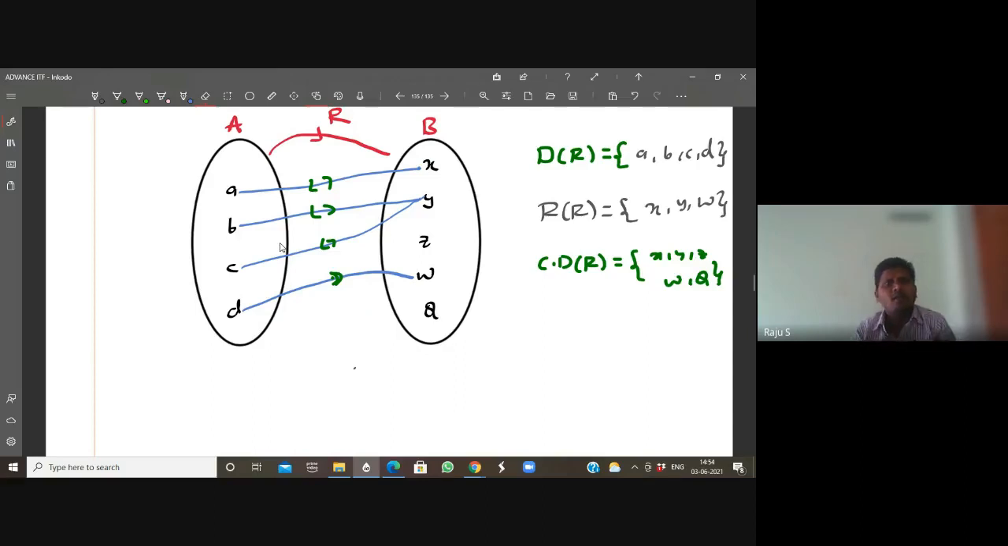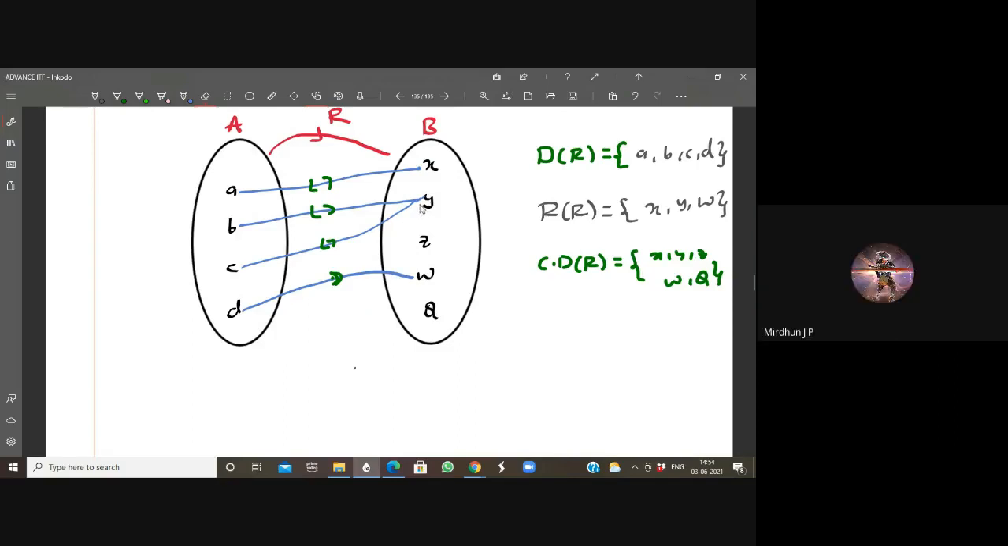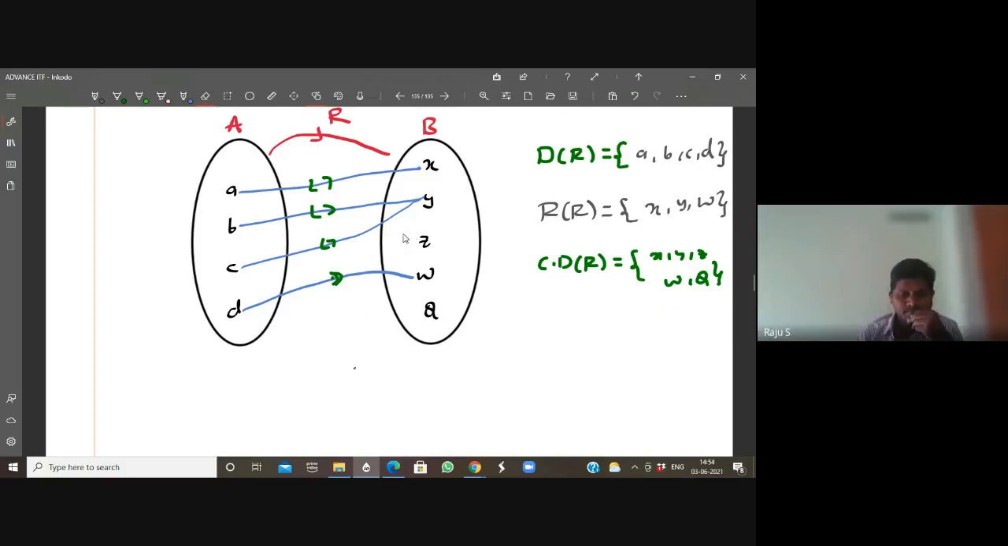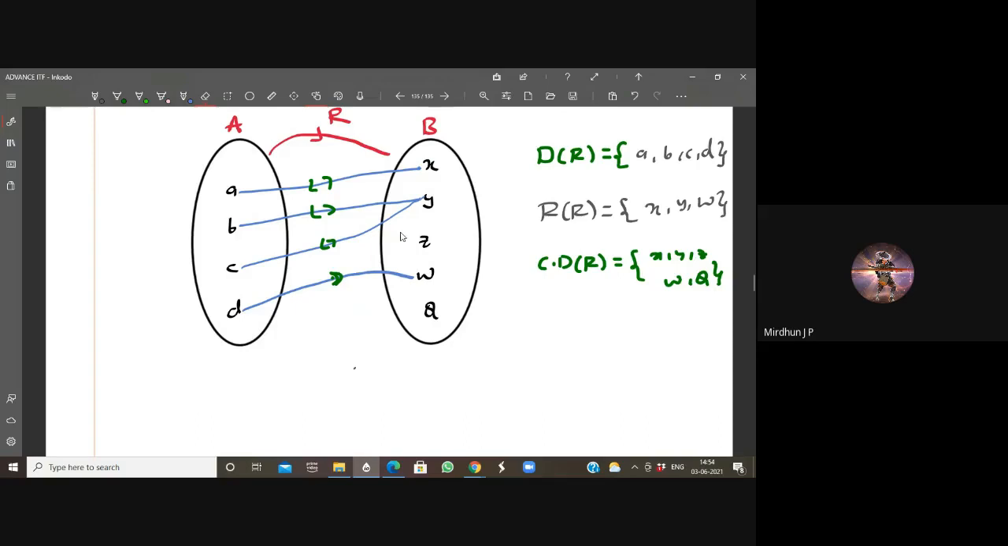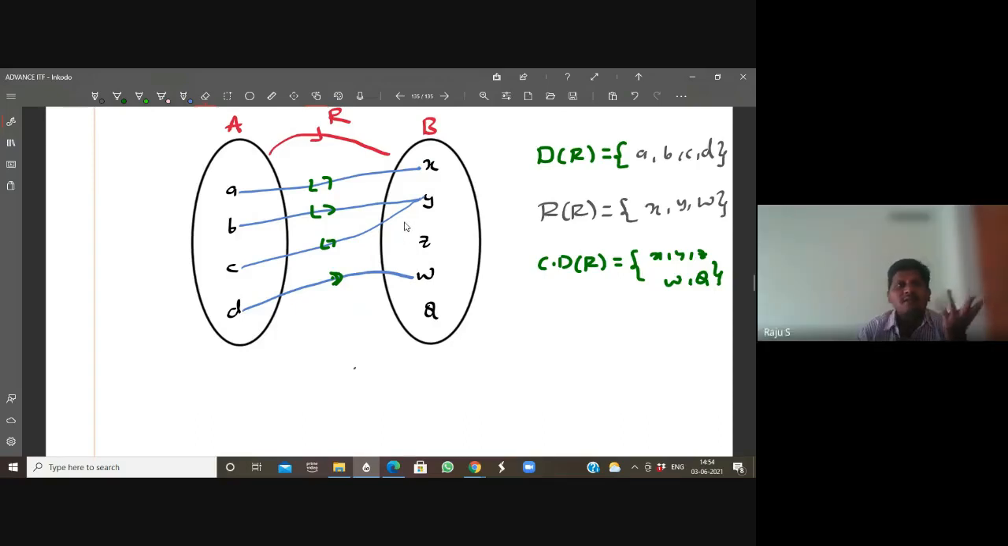Unique image. Okay, how many images does A have here? A having, B having, two images for B? No, sir, one, sir. C is also only one, sir. D, one image. Now it is a function.